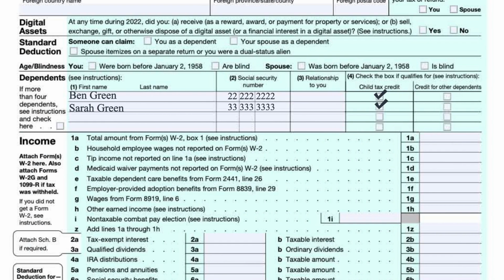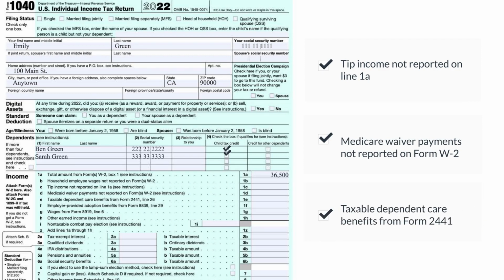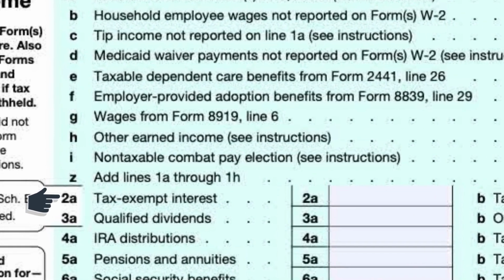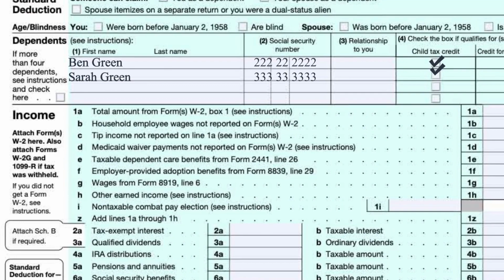Reviewing from the reading assignment, some other things that would be entered here are tip income not reported on line 1A, Medicare waiver payments not reported on Form W-2, taxable dependent care benefits from Form 2441, line 26, and other items which can be reviewed on that Form 1040. Now moving on, we get to line 2A and 2B, tax-exempt interest and taxable interest. To review, on line 2A, tax-exempt interest is reported.